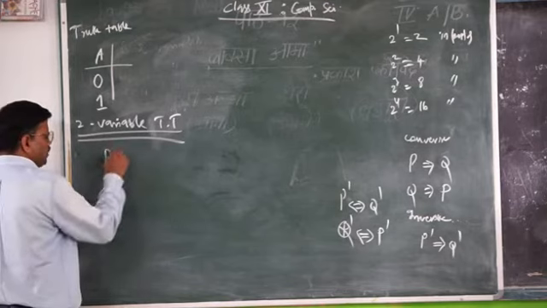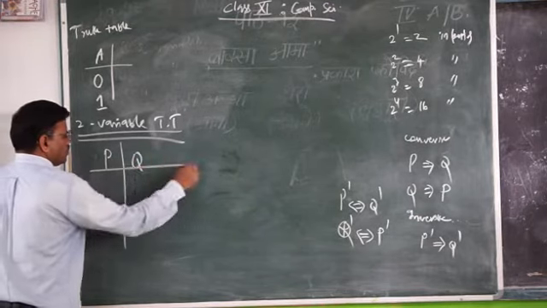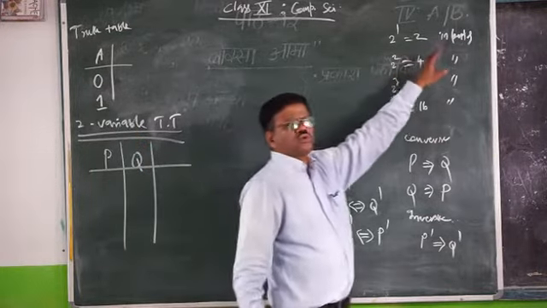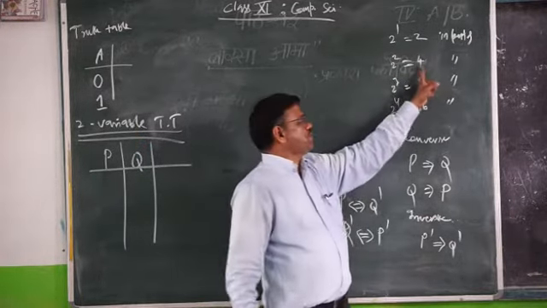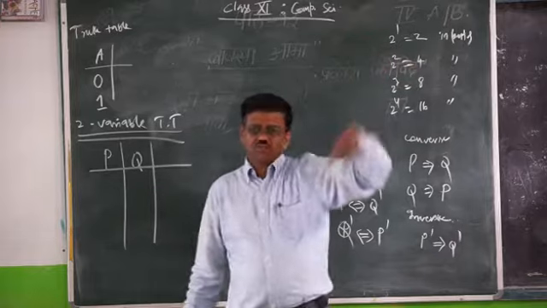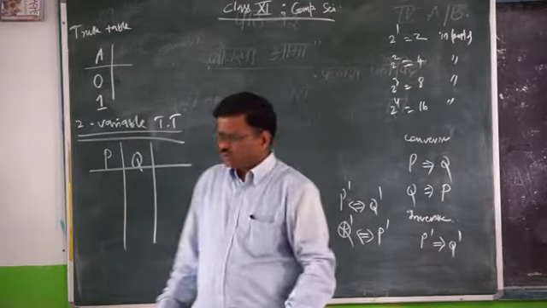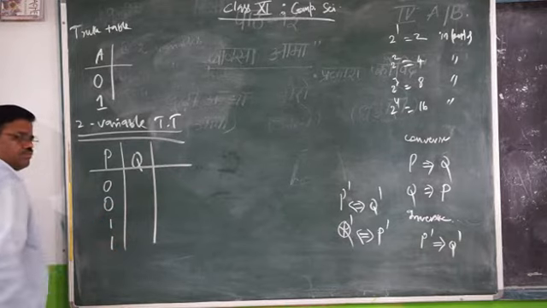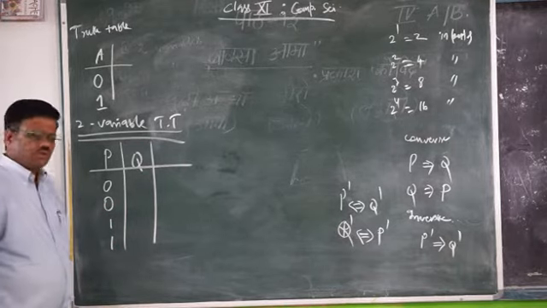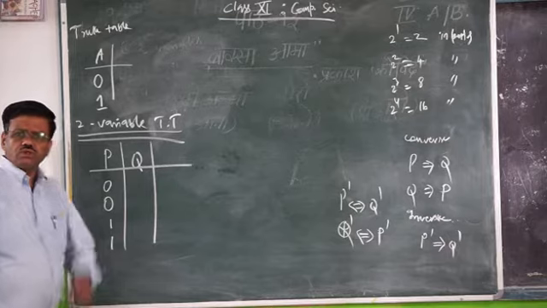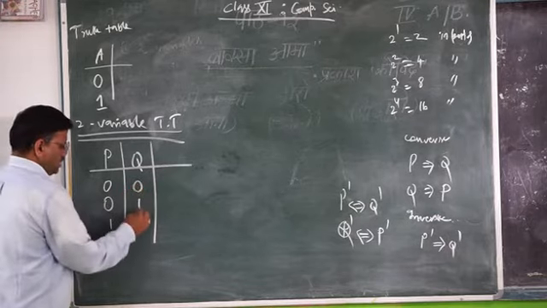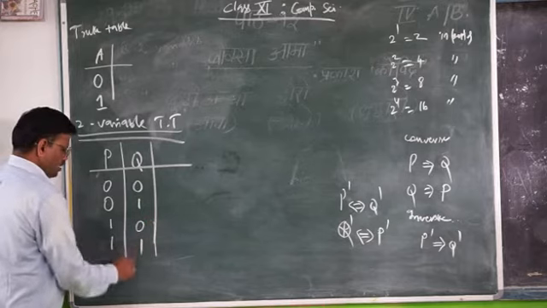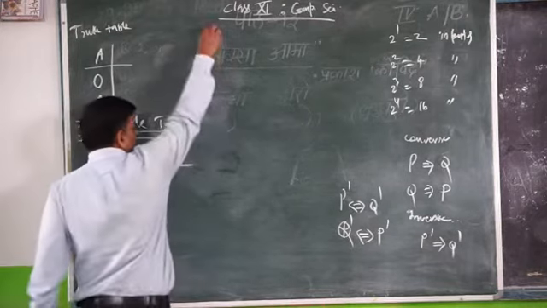Now I have variables called p and q. When I have 2 variables, 2 to the power of 2 is 4 inputs. Whatever the inputs may be, half of 4 is how much? 2. So it must begin with 0 0, 1 1. Half of this 2 is how much? 1. So 0 1, 0 1. Do you understand? Okay.